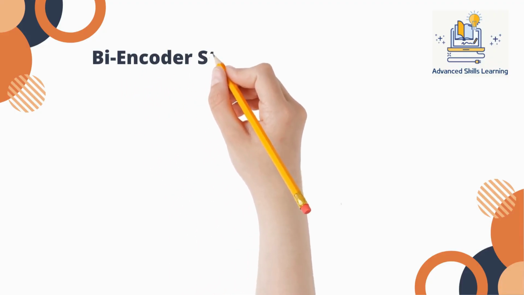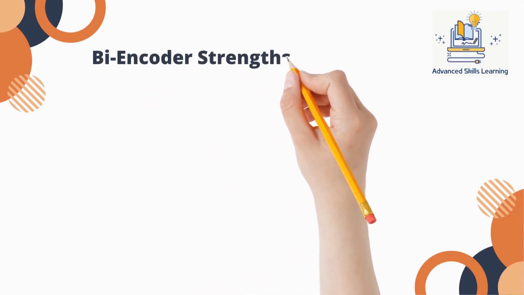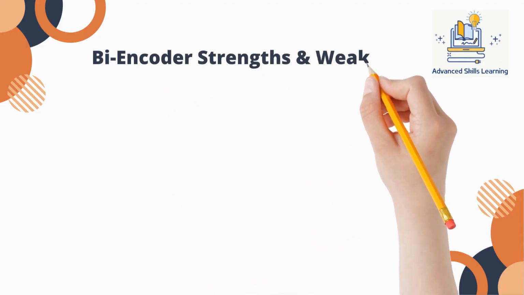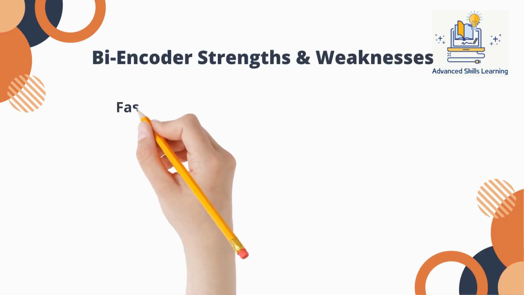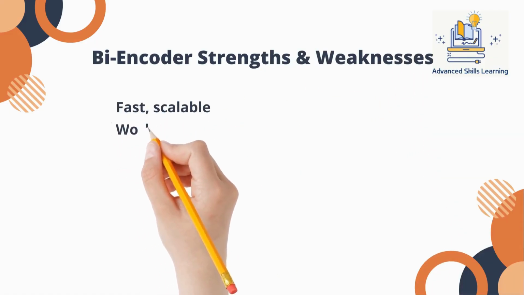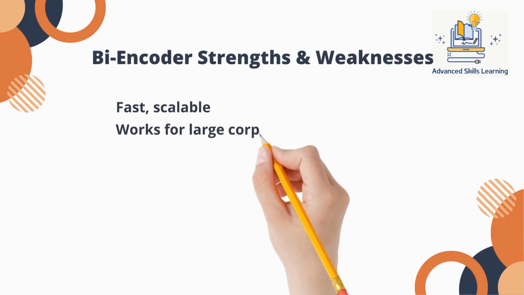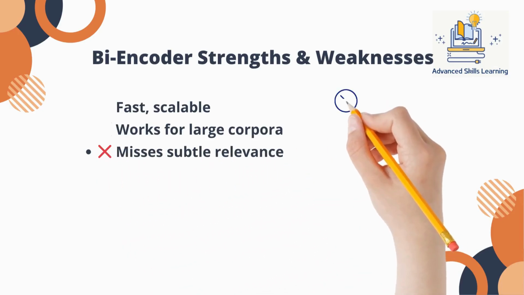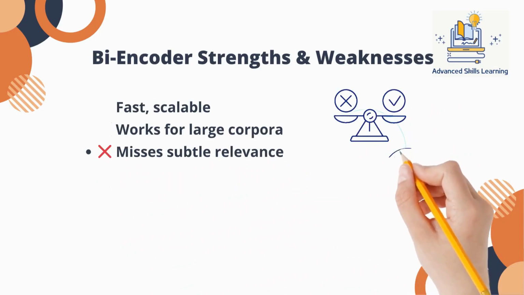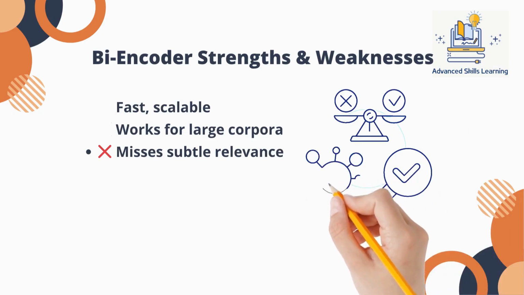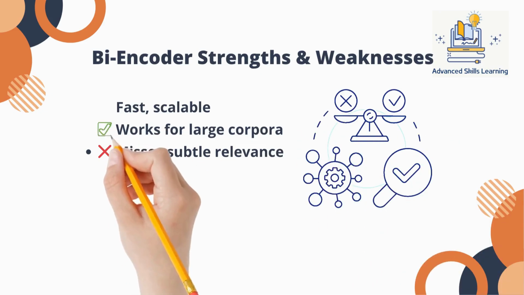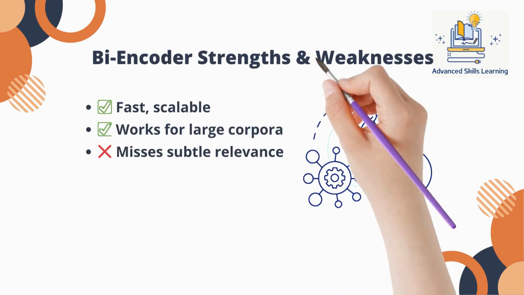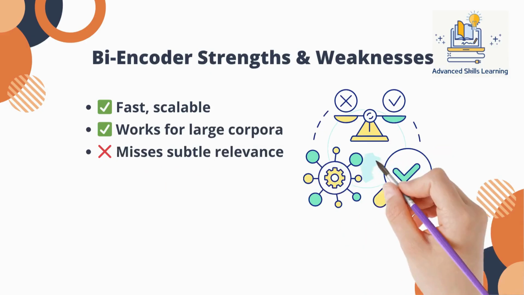Bi-encoders are excellent for speed and scale. They're ideal for initial retrieval over millions of documents. However, they struggle with nuance. They may miss relationships like negation, context shifts, or multi-step reasoning within a document. For example, a document that mentions the same keywords but answers a different question may still rank highly. This is why relying only on bi-encoder retrieval often leads to almost correct answers, which are dangerous in production systems.